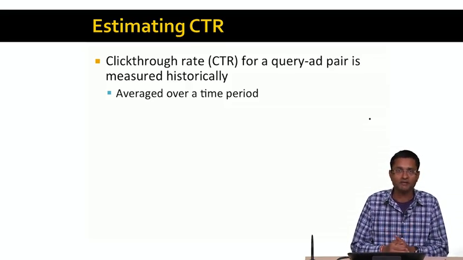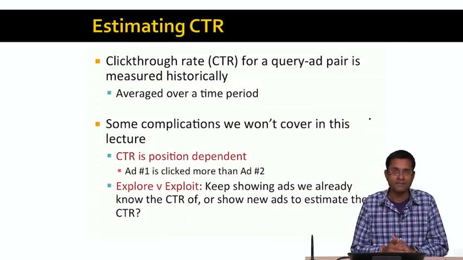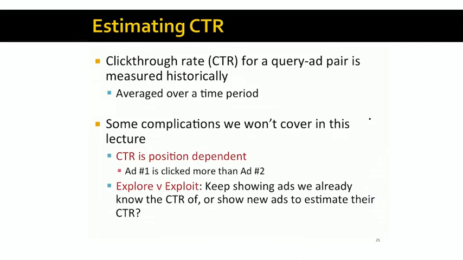This is in fact the right way to do it, but there are a couple of challenges which we actually won't have time to cover in this lecture. The first is that the click-through rate is actually position dependent. Remember, a search engine may show more than one ad for a given query. An ad that's shown in position 1 generally gets more clicks than an ad that's shown in position number 2. So we actually have to measure the click-through rate for a query-ad pair for each position, not just for a query-ad pair, because the CTR is position dependent.